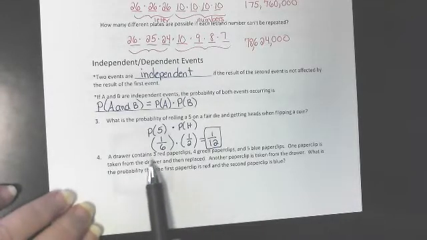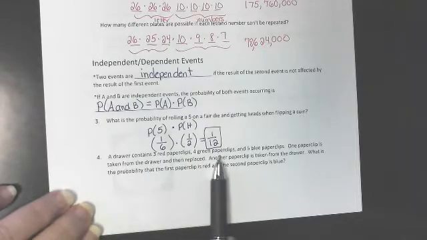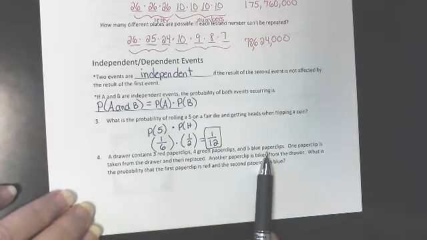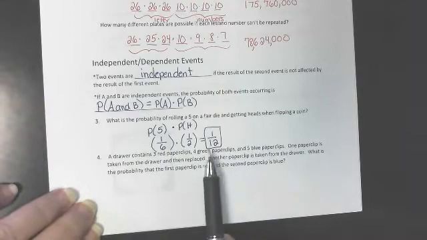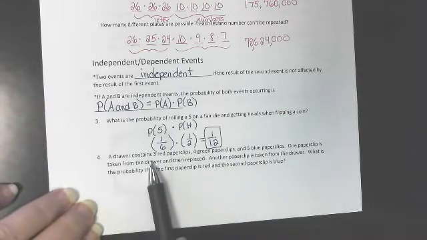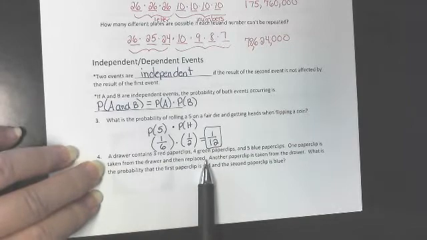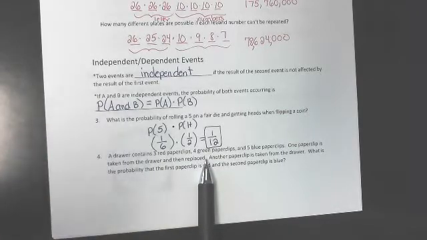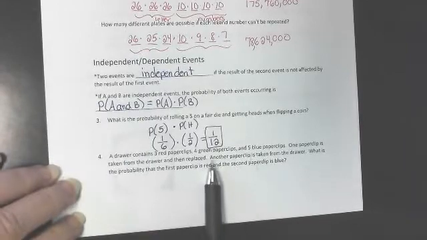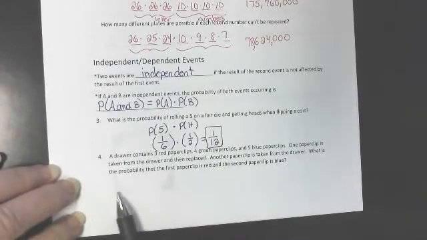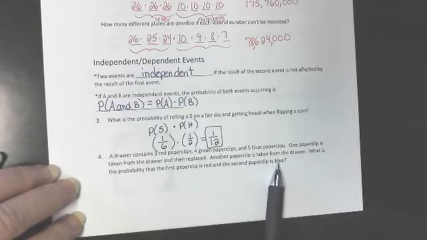This one, a drawer contains 3 red paper clips, 4 green paper clips, and 5 blue paper clips. Let's see, how many paper clips do I have here? I think I have 12. One paper clip is taken from the drawer and replaced. So we pulled the paper clip out, looked at it, and we put it back. Another paper clip is taken. What's the probability that the first one is red and the second one is blue?